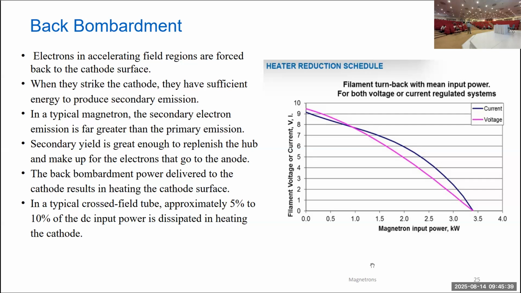Where is the filament located, inside the cathode or outside? No, it's cylindrical, as I have shown in the first slide. It is heated from the inside. And the bombardment on the outer surface also produces heat. When this bombardment heat is sufficient, you can cut off the supply which is heating the filament. All the heating required is produced by this back bombardment.